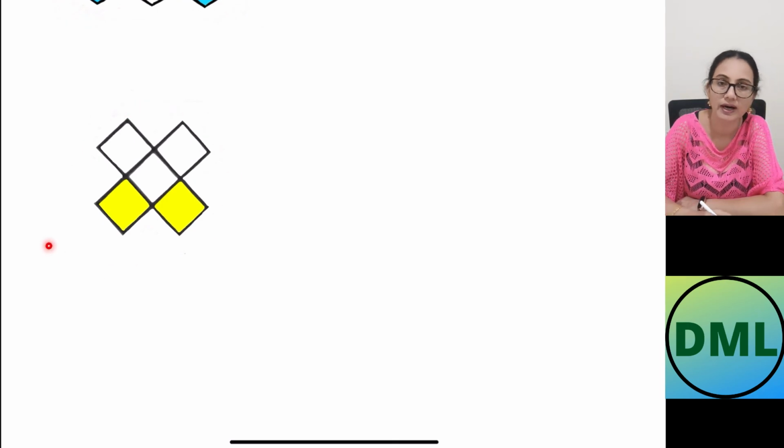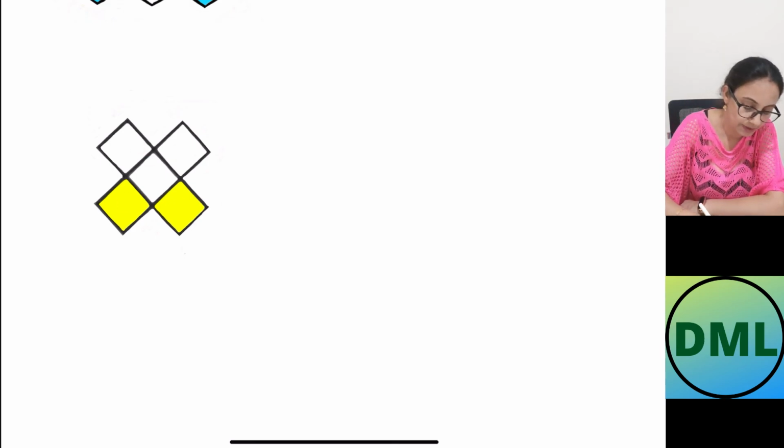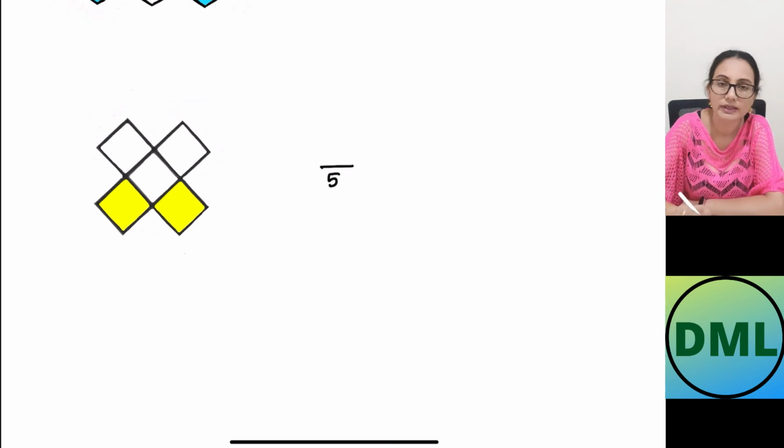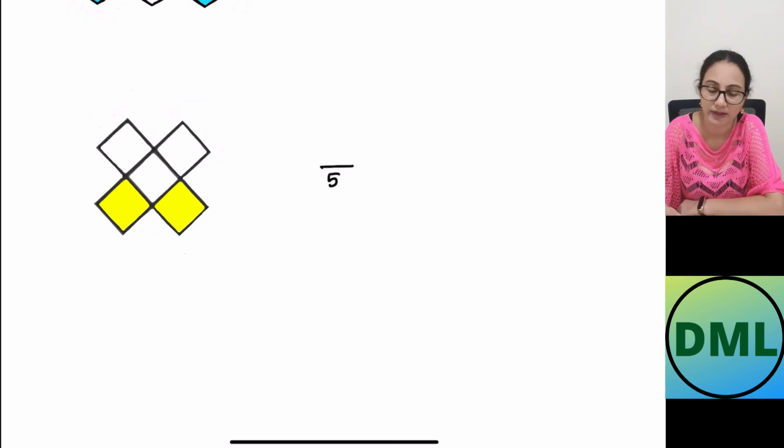This is the shape you have. Let's see how many figures I have first. 1, 2, 3, 4, 5 figures. So I will write down 5 in the denominator. Now I will look for the colored parts. How many colored parts do I have? I have 1 and 2 parts that are yellow.